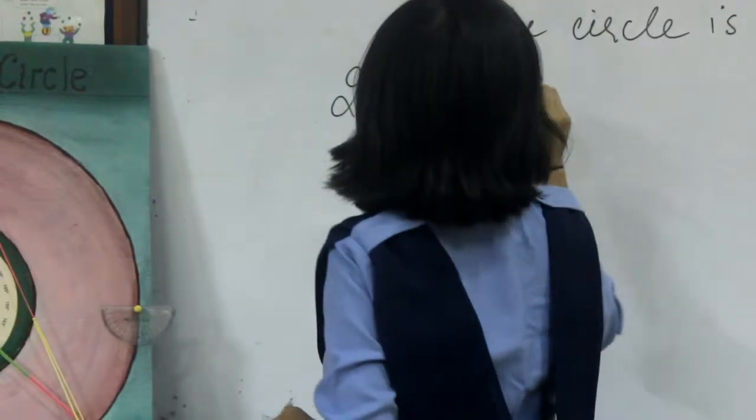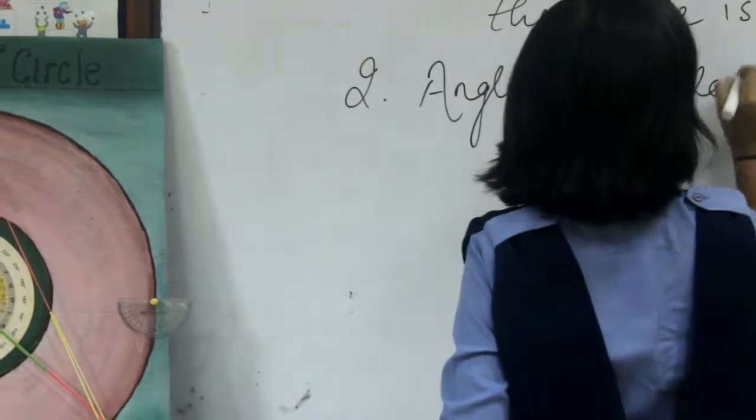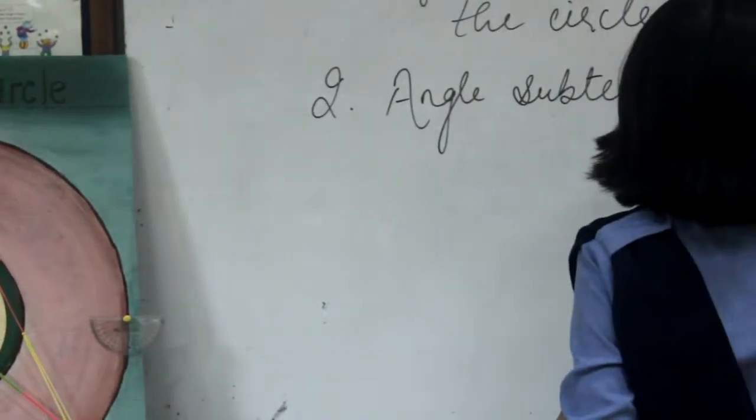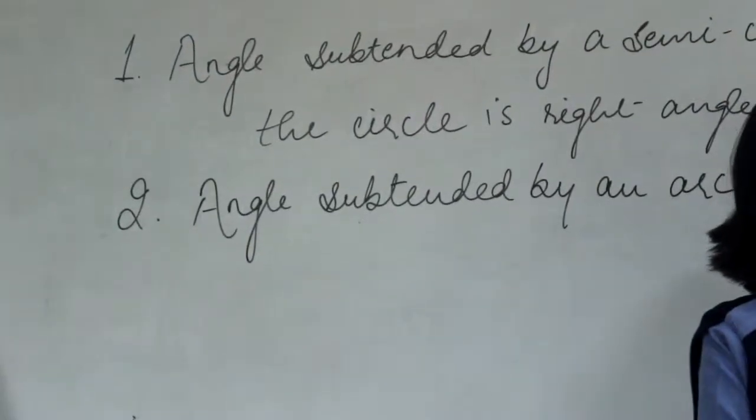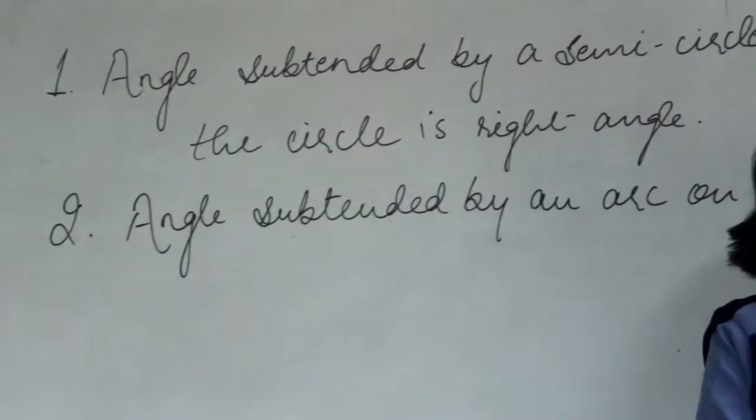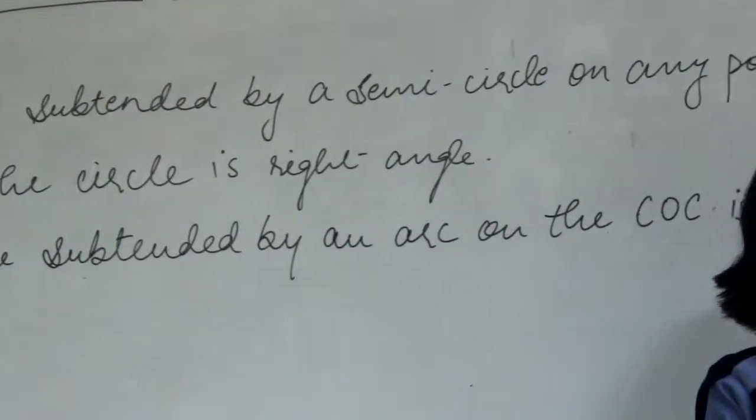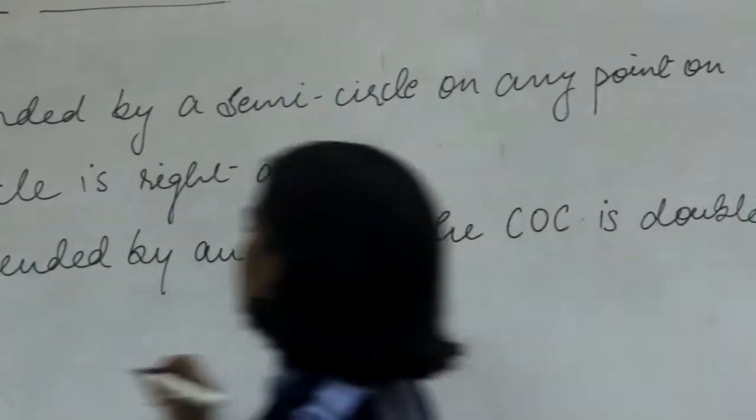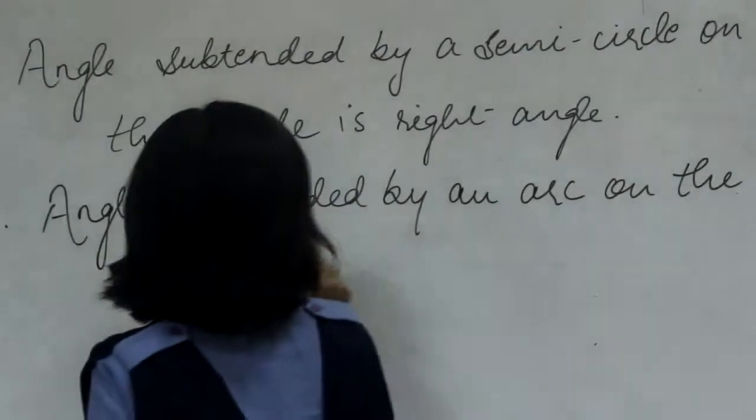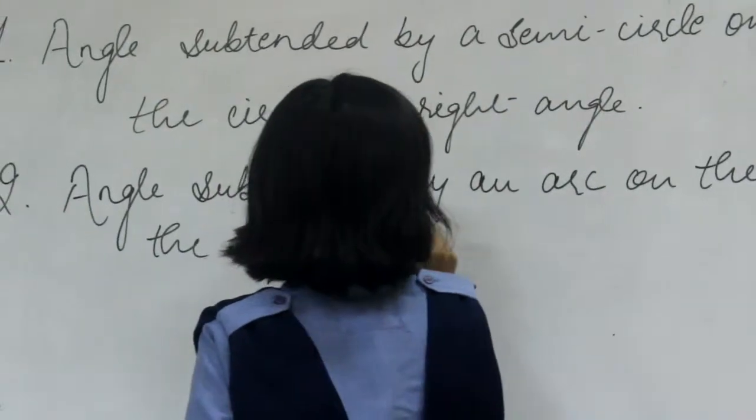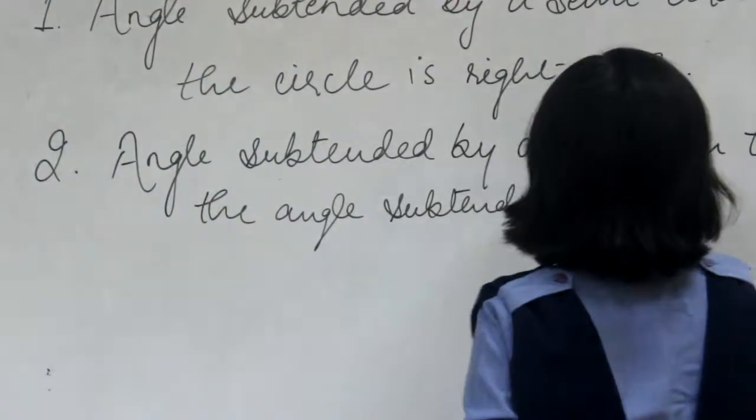So here we get this property: the angle subtended by an arc on the center of the circle is double the angle subtended by it on any point on the circle.